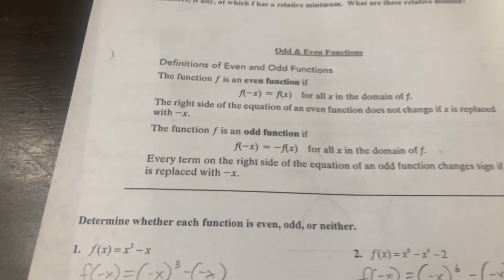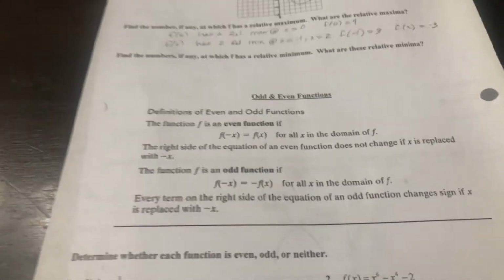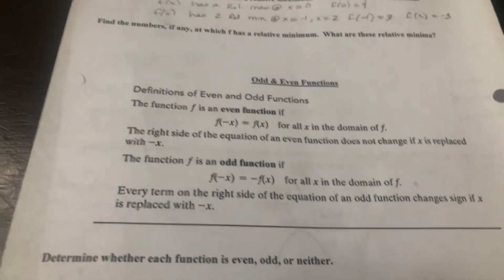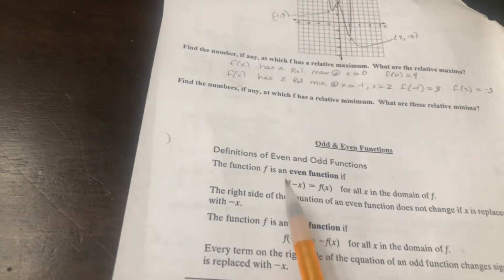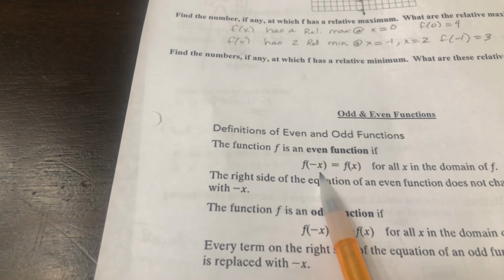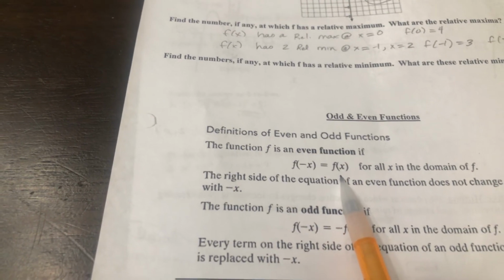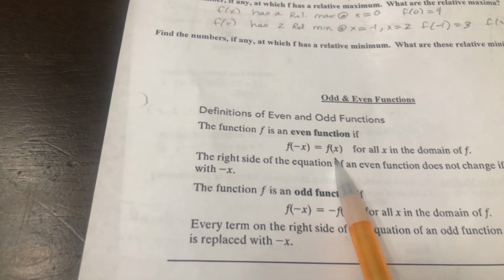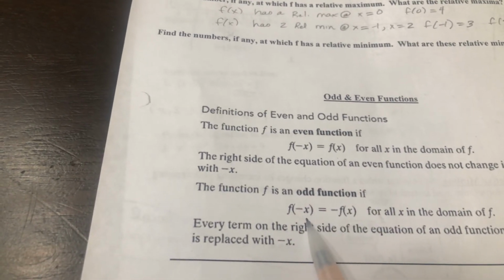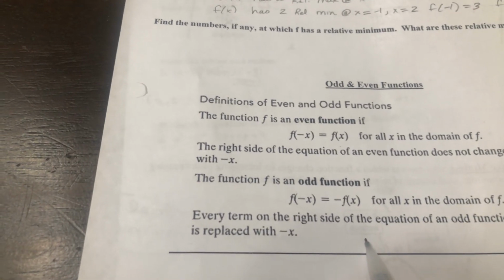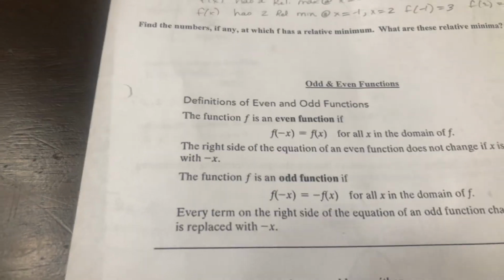All right, so another thing we're going to talk about are odd and even functions. I'll start with an even function. An even function is a function where you can plug -x in, and if you get exactly the same thing back that you started with, it's an even function. If you plug -x in and you get the exact opposite thing back, it's an odd function. And if you get anything else, it's neither.